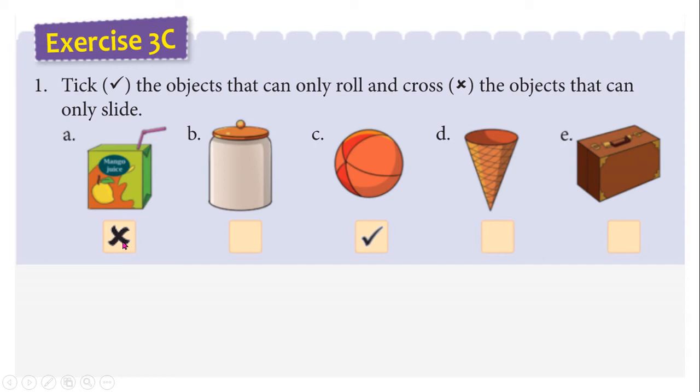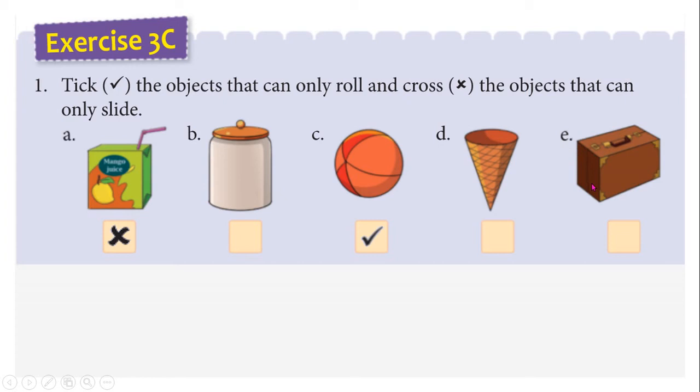Therefore, we will cross this box, since we are asked to cross the objects that can only slide. Here, this jar can have both sliding and rolling motion, so we will not put a cross mark here. Similarly, in D also we have a cone which can slide when it is pushed along its flat surface, and it can roll when it is pushed along the curved surface. It can have both kinds of motion. We will not cross this.